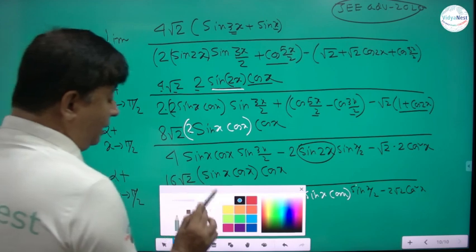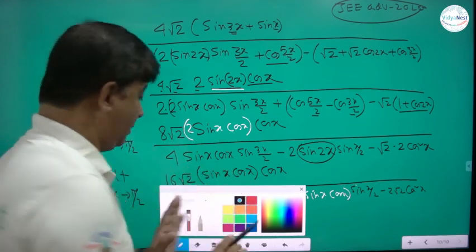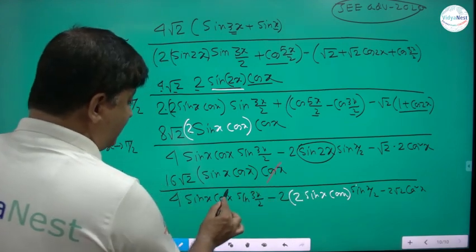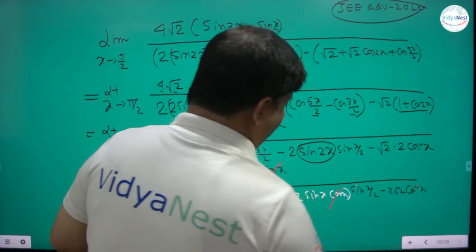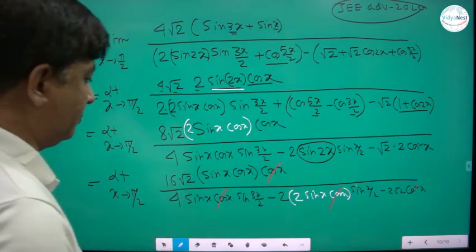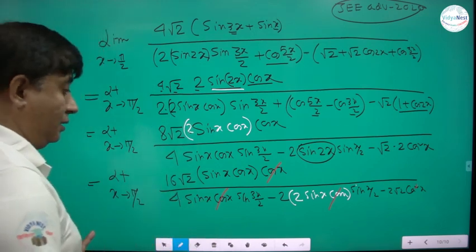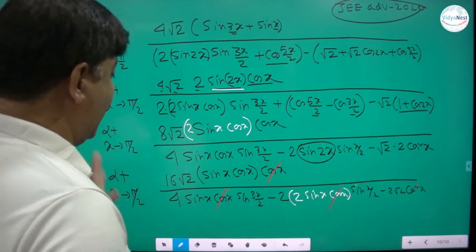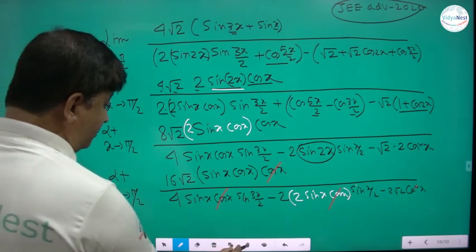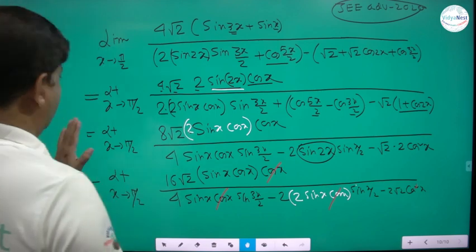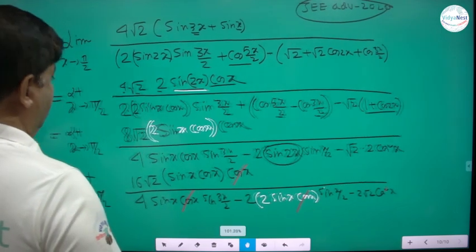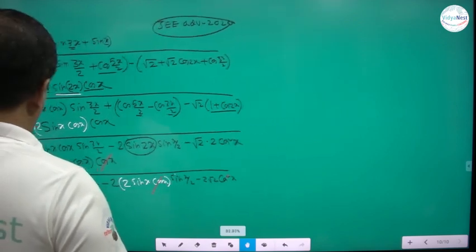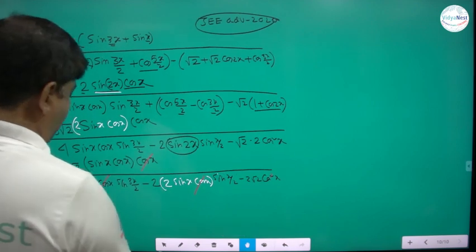So right now, a glimpse of light, a glimpse of hope. One cos x I can cancel. One cos x I can cancel. Yes or no? Okay. Now a little bit of simplification is done. Now, what is left for us? Hope it is clear to you.